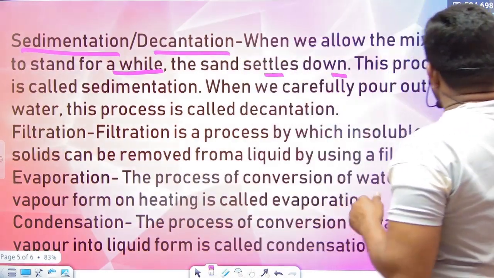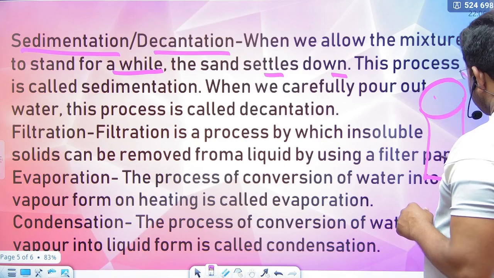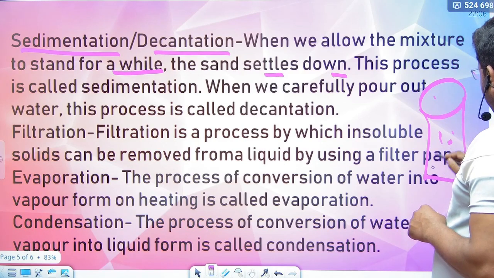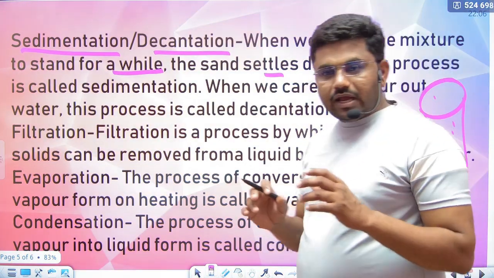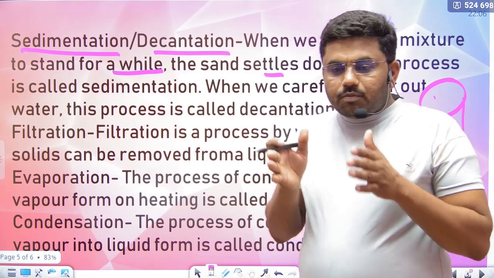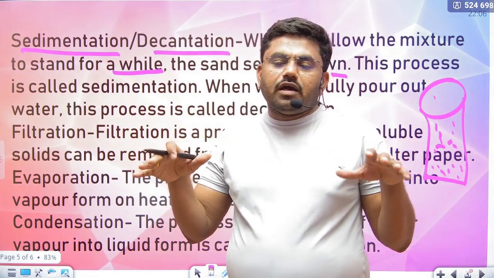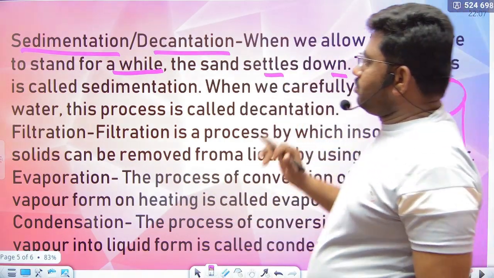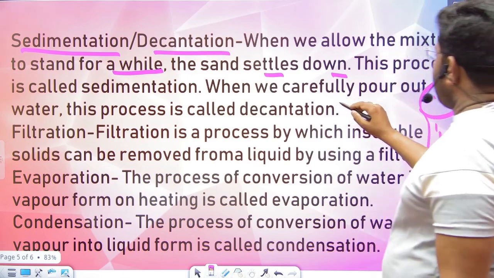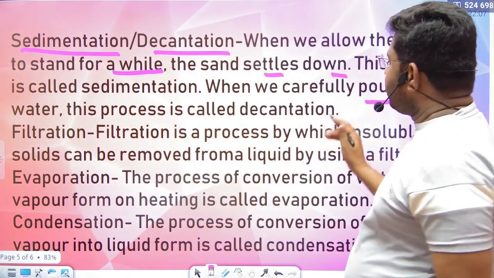For example, here is a beaker. Some water is added and some sand is there. Then we let it stand a while. What happens? The solid particles, or sand, go down, and the water stays above, and they get separated. That is called the sedimentation process. When we carefully pour out the water, this process is called decantation.